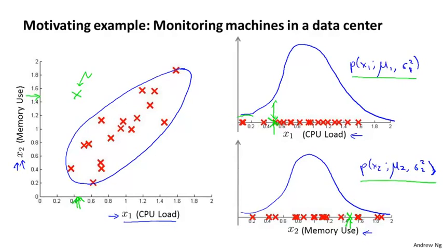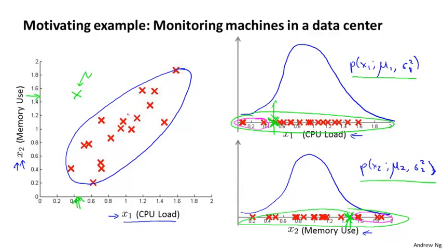If you look at this plot, this point here doesn't look that bad, and if you look at this plot, across here, it doesn't look that bad. I have had examples with even greater memory use or with even less CPU use, and so this example doesn't look that anomalous. And so the anomaly detection algorithm will fail to flag this point as an anomaly.